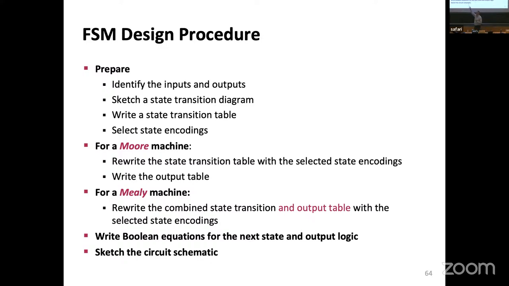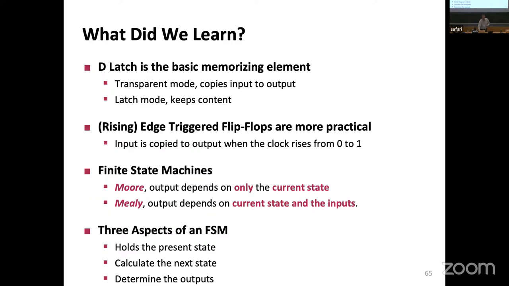Then please sketch a state transition diagram so that you know what the finite state machine is going to do. What are the states? How do you move from one to another? Are you a Moore machine? Are you a Mealy machine? And then from there, you can write a state transition table. You select some state encodings. If you're doing it in Verilog, this will be done for you. And for a Moore machine, rewrite the state transition table with the state encodings. Write the output table. For a Mealy machine, you have the state transition and the output table at the same time. Write the Boolean equations, simplify them, and we are done.